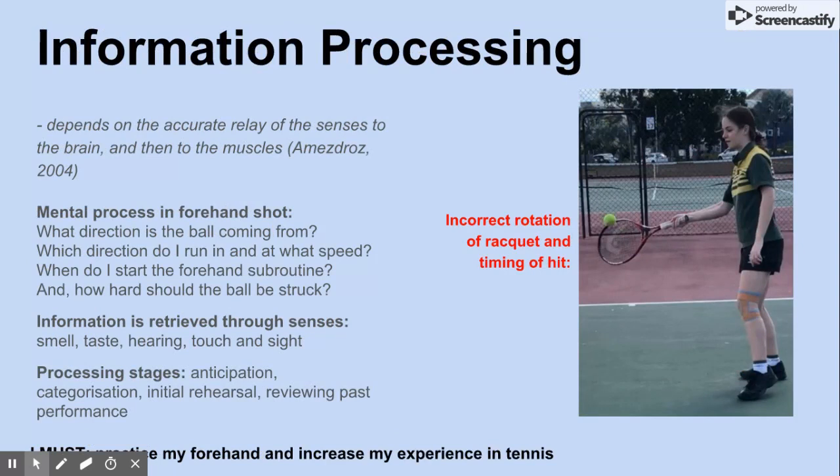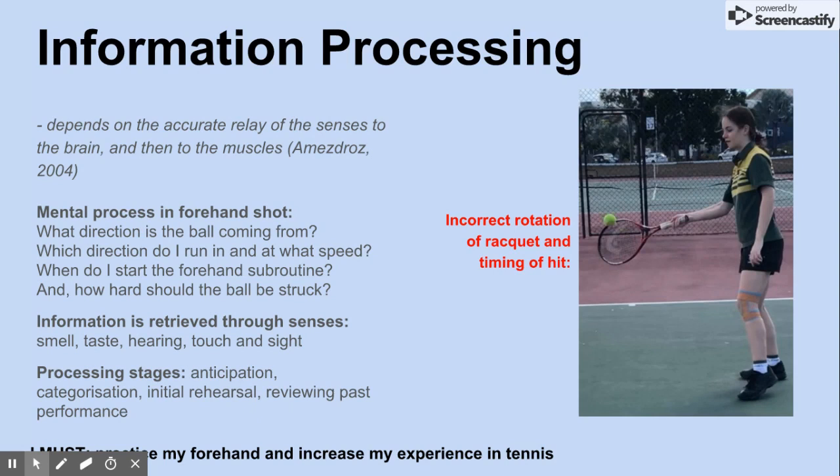When performing a skill, there's a lot of crucial information the body retrieves and processes to make appropriate decisions and responses to ensure that the skill is executed correctly. Skill learning depends on the accurate relay of the senses to the brain and then to the muscles. When learning the forehand shot, there were multiple mental processes involved. Some included: what direction is the ball coming from? What direction do I run in and at what speed? When do I start the forehand subroutine? And how hard should the ball be struck?